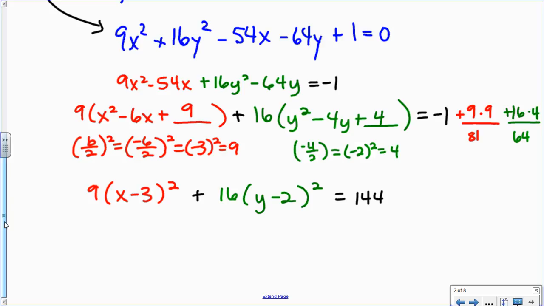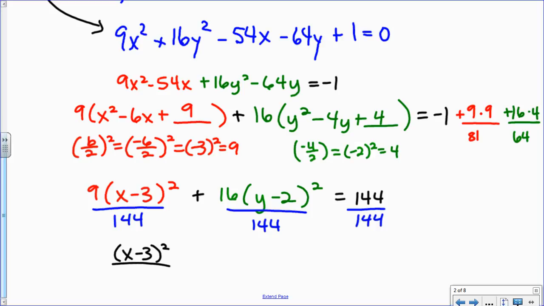Okay, we have our last step. Carly, what do we do? Okay, good. Divide by 144 and then reduce with the numbers out front. So I get x minus 3 squared over 9 over 144 reduces to 1 over 16, plus y minus 2 squared, 16 over 144 reduces to 1 over 9. And then equals 1. 144 divided by 144 is 1.